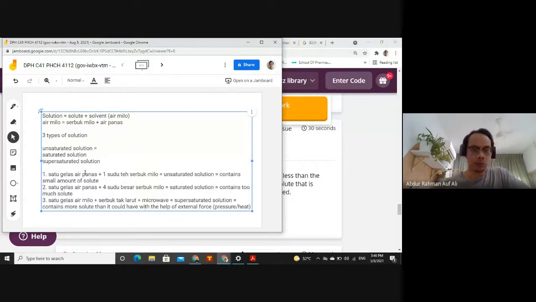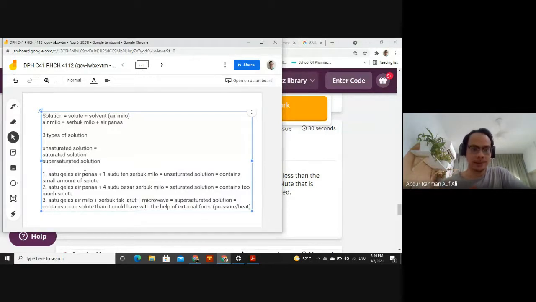Tapi kalau kita masukkan banyak sangat serbuk Milo dalam gelas tu, kalau kita kacau lama-lama pun 1 jam kamu kacau pun dia tak larut, serbuk Milo naik balik ke atas at the top of the glass. So itu bermaksud you have a saturated solution. It contains too much solute.